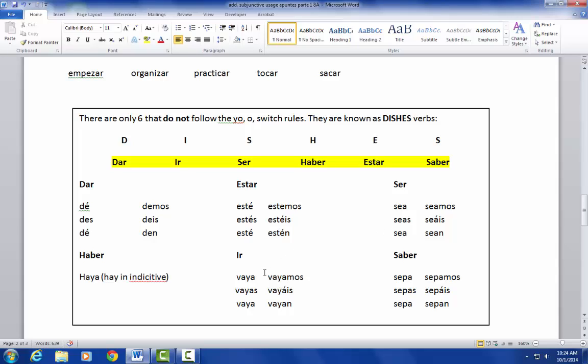Ir, totally unique, vaya. Whoa, where did that come from, right? It's like totally random, but it's new and we have to memorize it. Saber, again, a little unique. We're not used to seeing sepa, something to memorize.